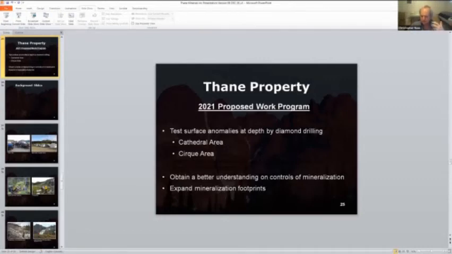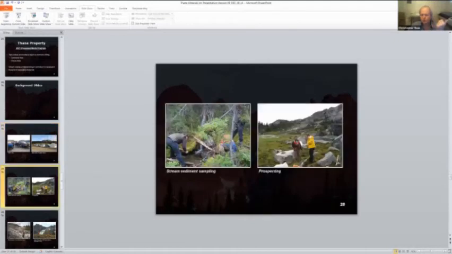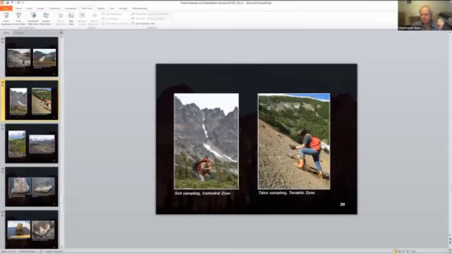Because we've got such a large land package, we've got several areas identified that we still want to start developing. So we kind of line them up. We might have an area that's ready for drilling this year, and we're going to set things up so that other areas become ready for drilling next year and the year after. These are just some photos to show the terrain of where we're at in BC.